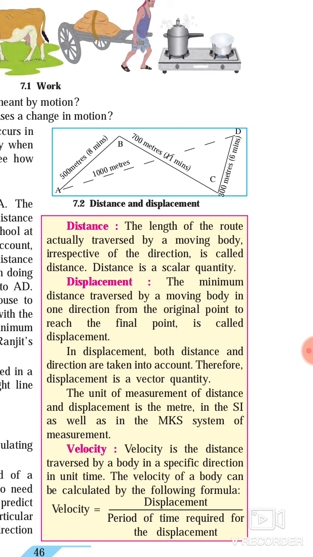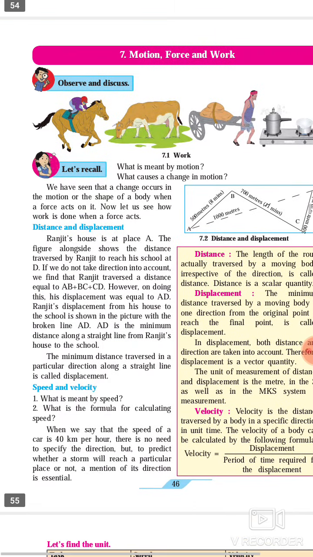But displacement is nothing but the shortest distance. The shortest distance was A to D directly. A to D is the shortest distance, so that is called the displacement. Displacement is a vector quantity. Now velocity. Velocity is the distance traveled by the body in a specific direction in a unit time. The velocity of a body can be calculated by using a formula. Velocity is equal to displacement upon the period of time required. Whenever distance is covered in a particular direction in a particular time, it is called the velocity with respect to time.